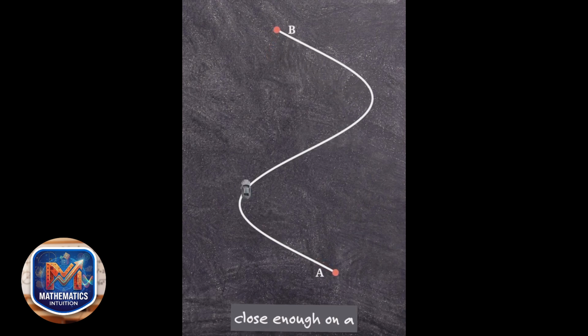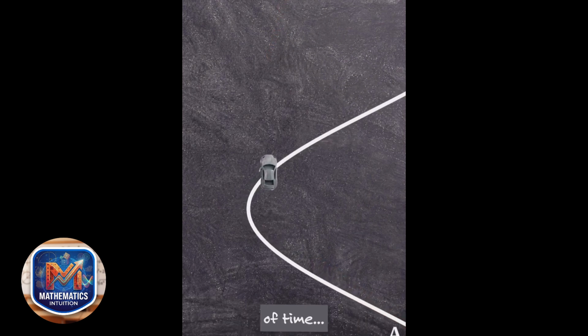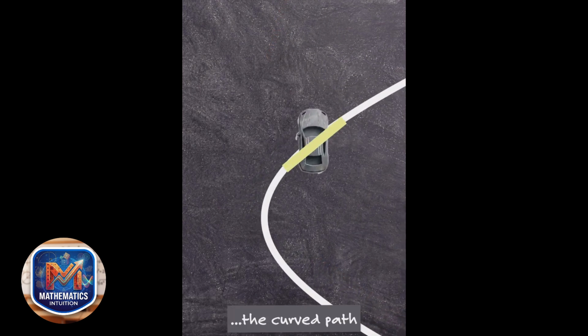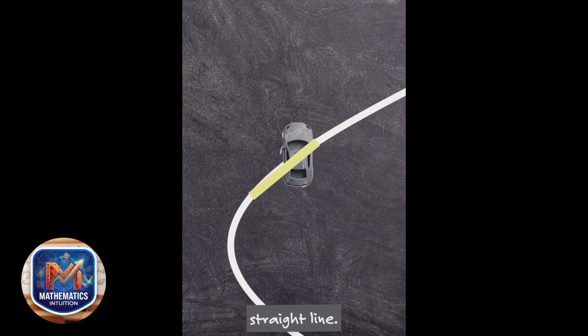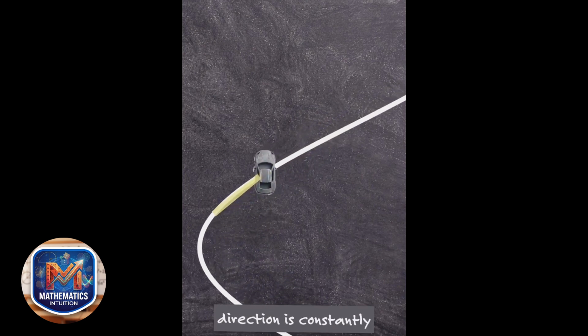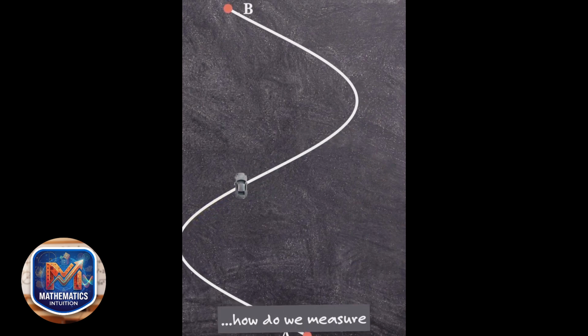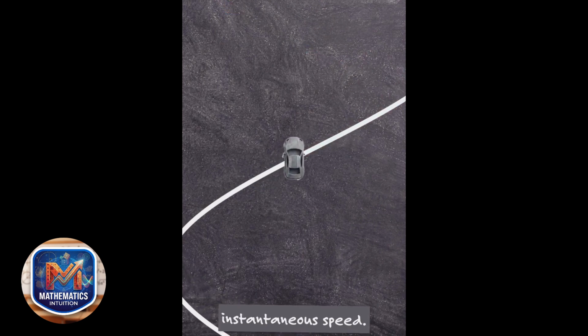If you zoom in close enough on a microscopic fraction of time, the curved path visually straightens out and approximates a perfectly straight line. But since the curve's direction is constantly changing, how do we measure the length of that microscopic segment without laying down a physical ruler? We calculate it using the object's instantaneous speed.